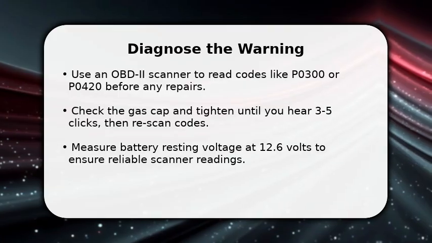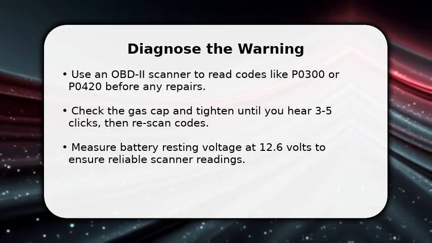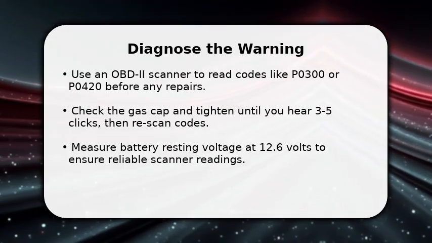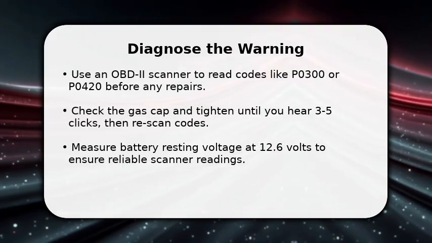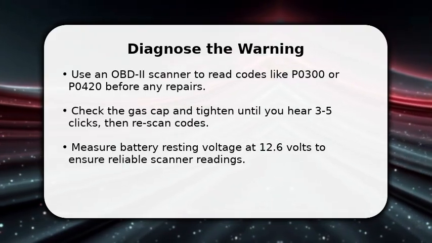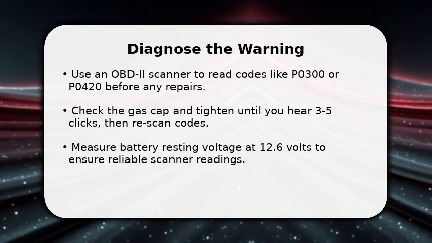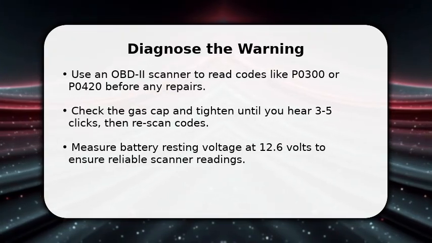Before swapping parts, perform basic checks. Inspect and tighten the gas cap until you hear 3-5 clicks. Measure the battery resting voltage at 12.6 volts, and visually inspect vacuum lines for cracks or loose clamps. Record the exact code numbers and freeze frame data. Those figures guide whether to pursue sensors, ignition, fuel, or emissions repairs.